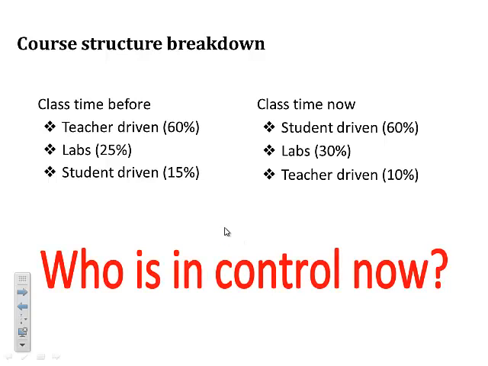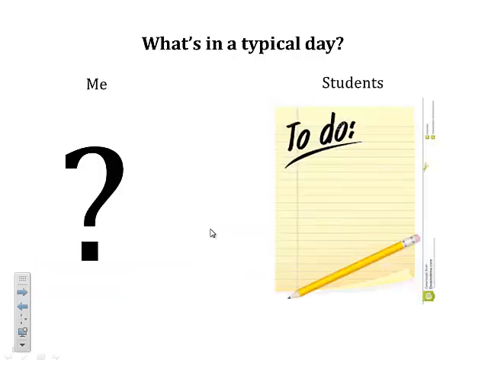So now I really ask the question, who's in control now? It's no longer the teacher. The students are driving instruction. The students are driving their learning. They're the ones that are going to decide how quickly things are going to go and what they're going to learn. So you might ask me, what's in a typical day?